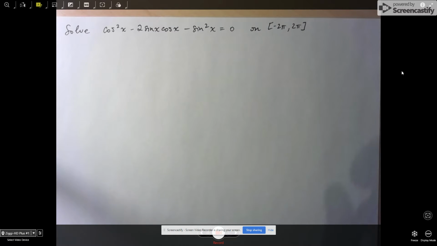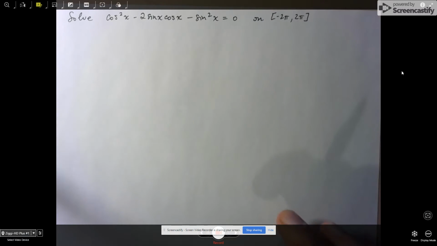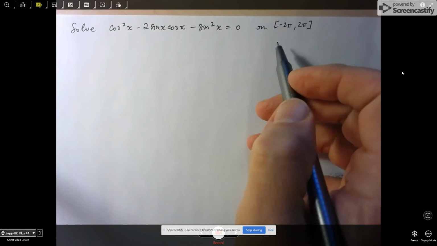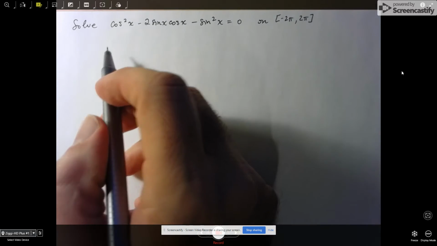Hi folks, we're going to take a look at number 4 from the unit assignment. All right, so here they're asking us to solve this equation over the interval negative 2 pi to 2 pi. Okay, so let's take a look at what we have.